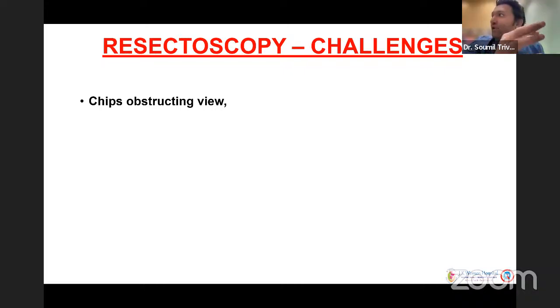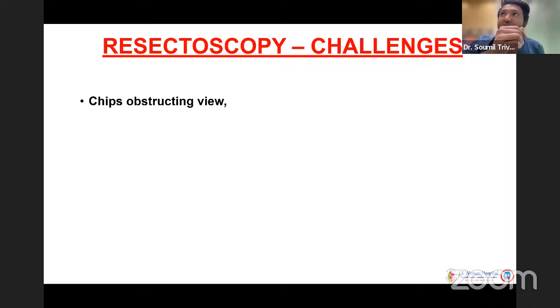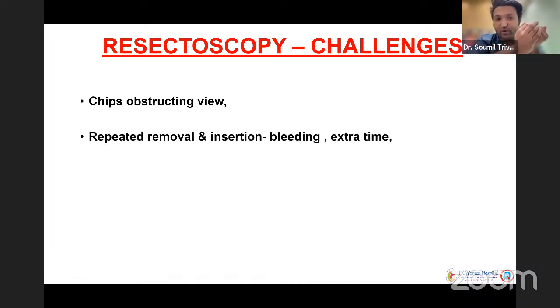The other thing is, if you're dealing with multiple fibroids, if there is an anterior fibroid and a posterior fibroid, the anterior fibroid is going to gravitate if you start resecting it first. So always do the posterior fibroid first and then the anterior fibroid.